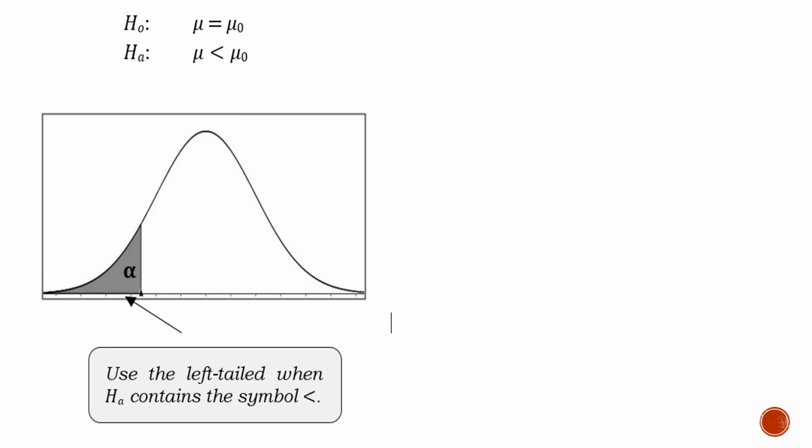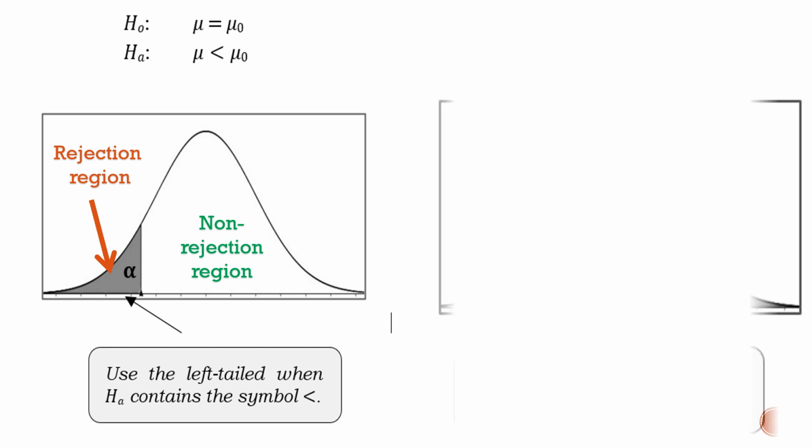Another illustration here, let us call this the one-tailed test. But to be specific, this is a left-tailed illustration. We will use this one if our alternative hypothesis contains the symbol of less than. For this illustration, the white area or the non-shaded area is the non-rejection region, and the shaded region, the gray area, is the rejection region.